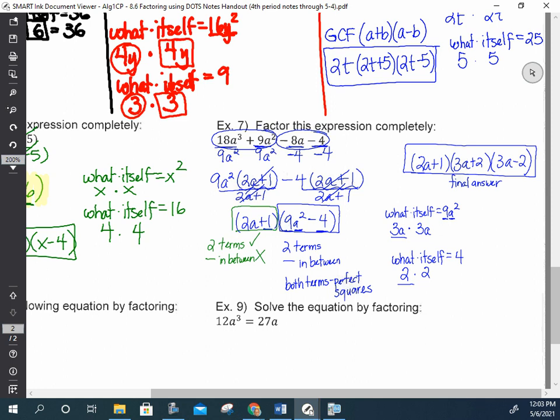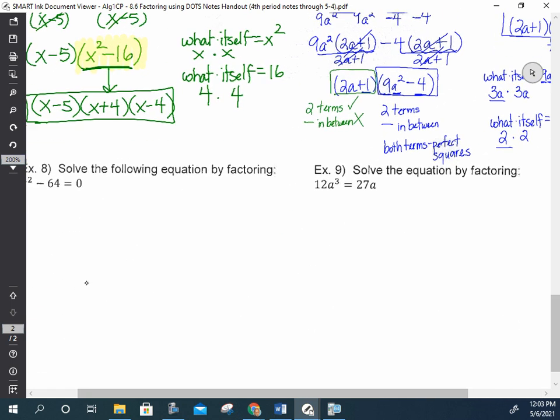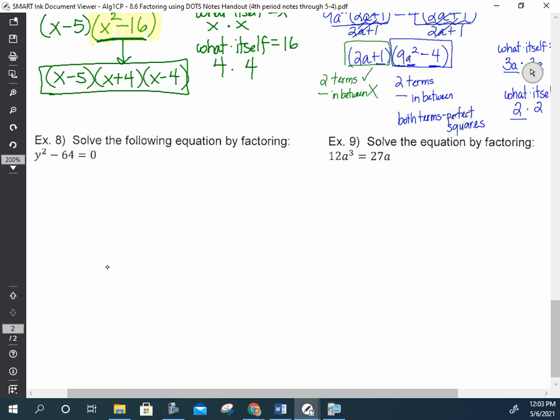All right, so let's move on to solve equations. Examples 8 and 9. So remember, solving equations, you need the equation equal to 0 before you can kick things off. So for example 8, y squared minus 64, it's already equal to 0. So remember, first step is get the equation equal to 0. You don't have to write these steps because you already have it in your notes a couple times.